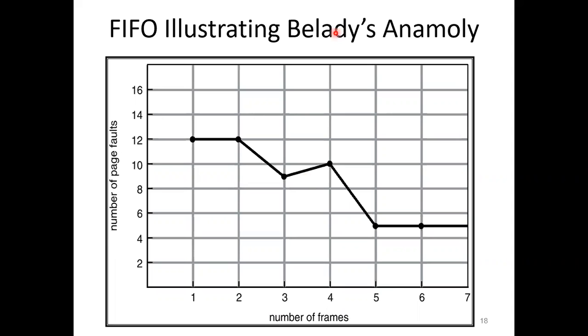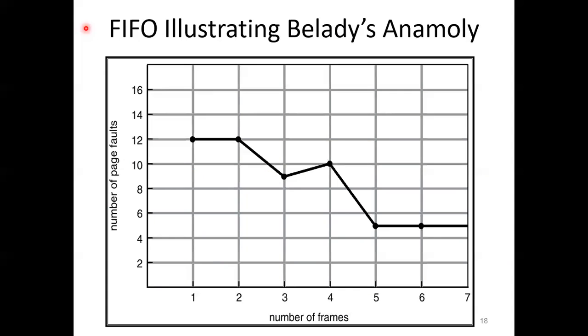What is Belady's anomaly? Belady's anomaly is that when we increase the number of frames, then instead of the number of page faults decreasing, the page faults increase. That phenomenon is known as Belady's anomaly.